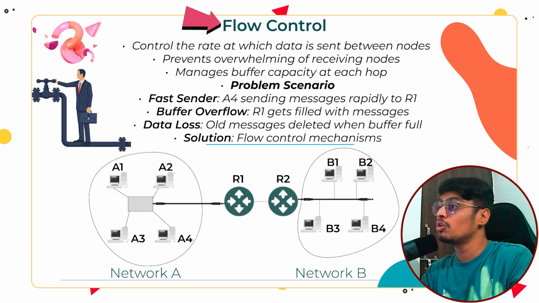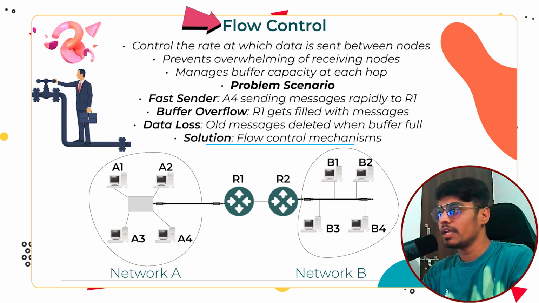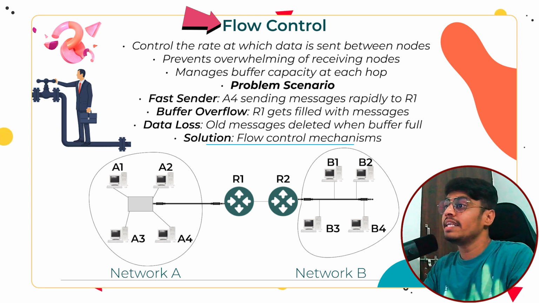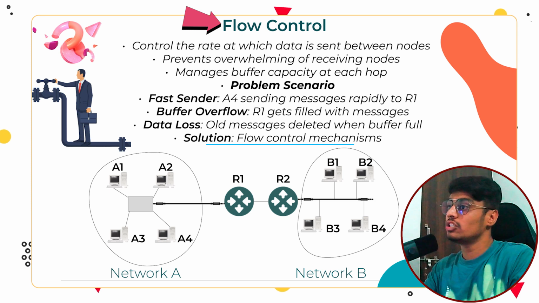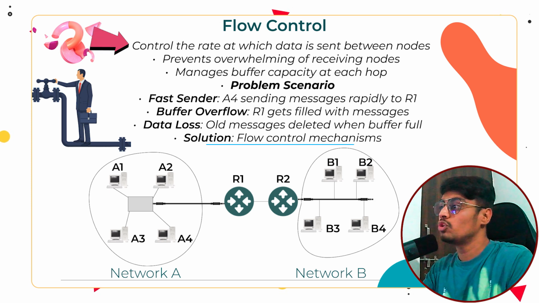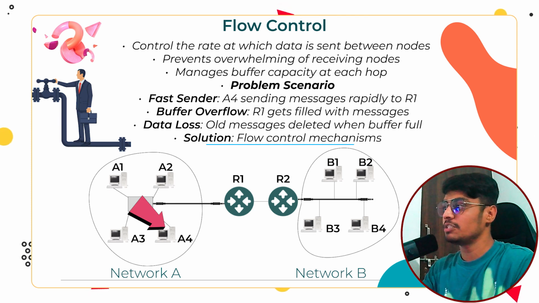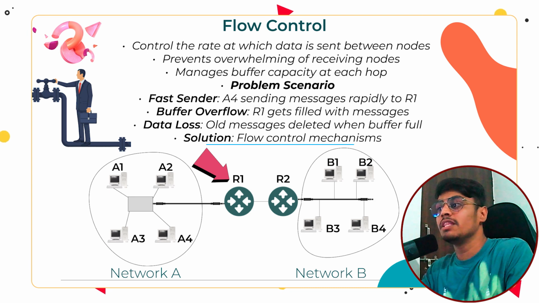Now, the second responsibility is flow control. What is flow control? It is clear from the name itself that when the source is sending a message to a destination or to a next hop, the flow has to be controlled properly. What is the meaning of flow control? At what speed should the message be sent? If A4 is generating messages at a very fast speed and sending them to R1, it is possible that R1 gets overwhelmed with the messages.